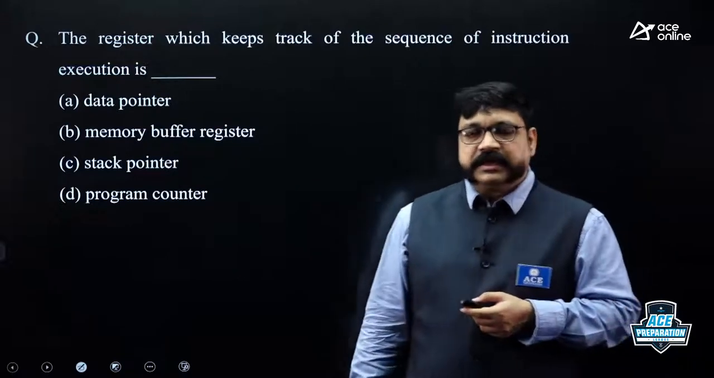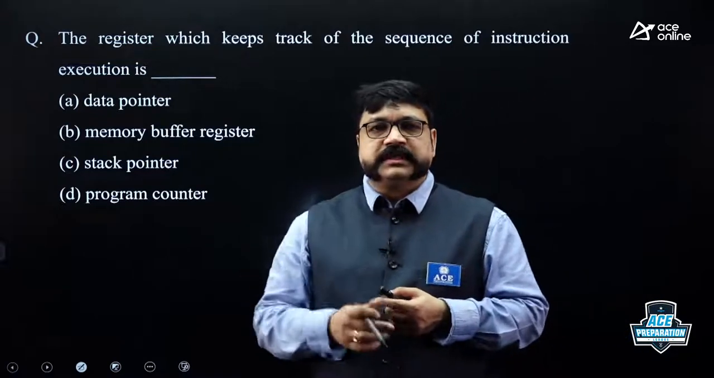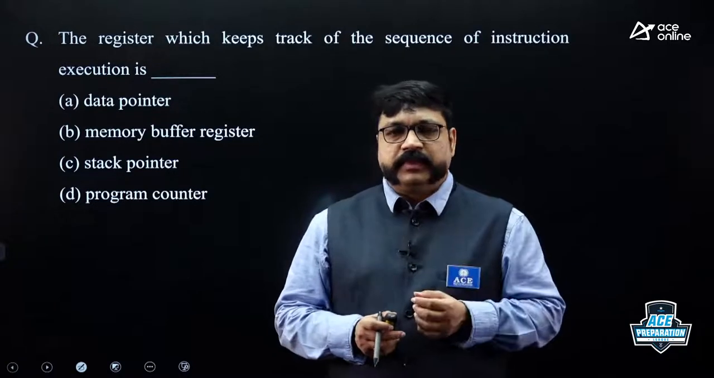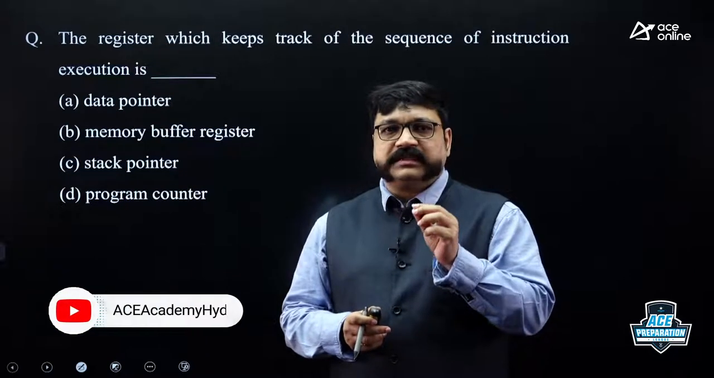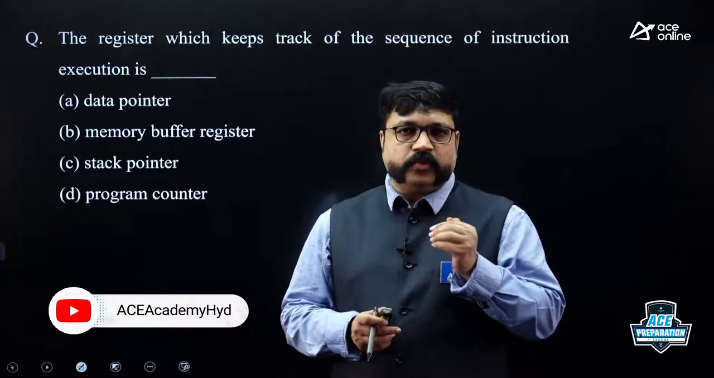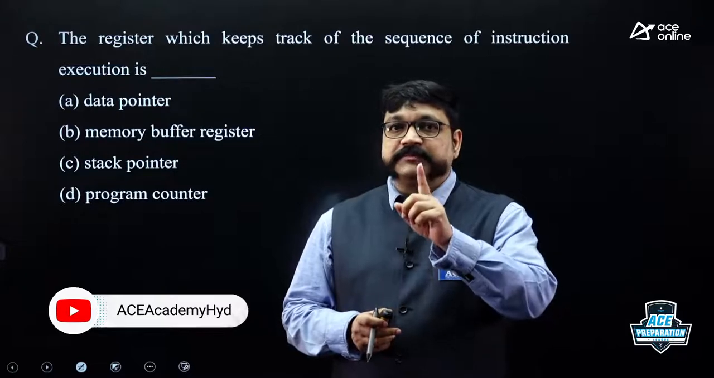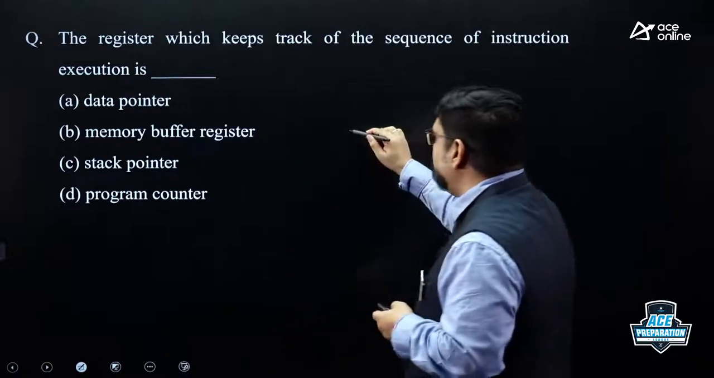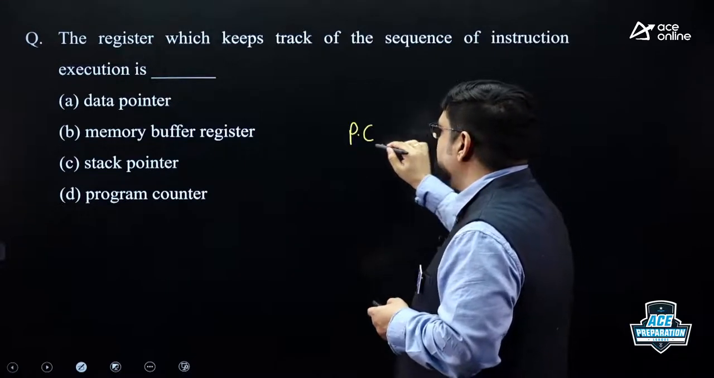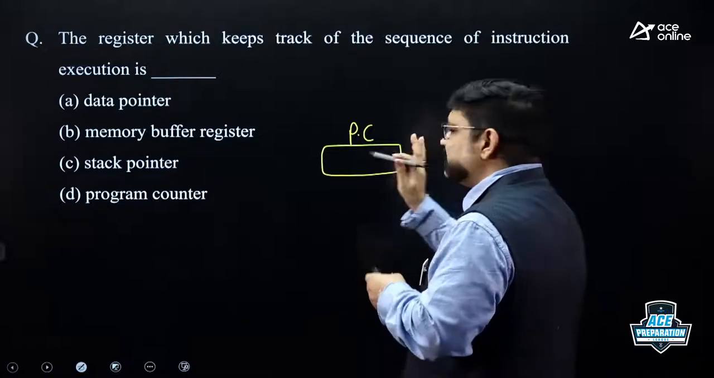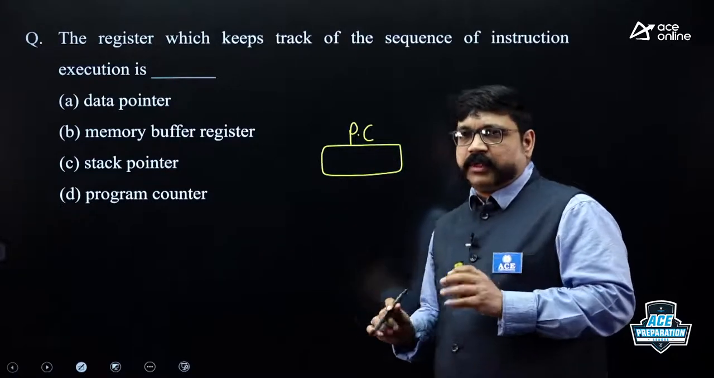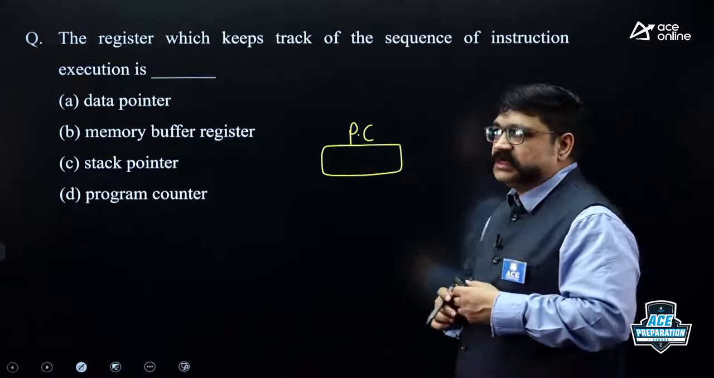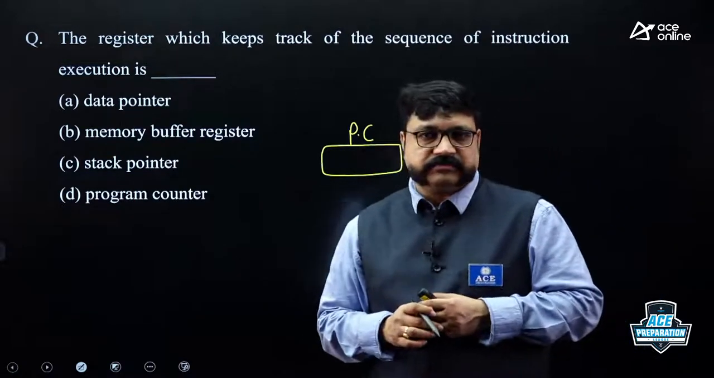Please understand, inside the 8085 microprocessor, so many registers are there. Accumulator, B register, C register, D register, so many registers. Some registers are general purpose registers, which are meant to hold data. Some registers are special purpose registers. One special purpose register is the program counter, shortly we call it PC. Program counter always holds the address of the next instruction.